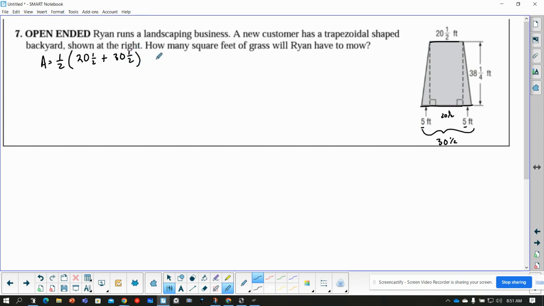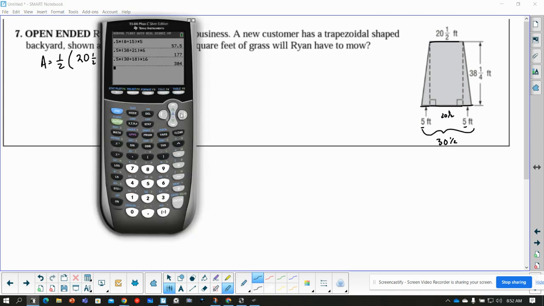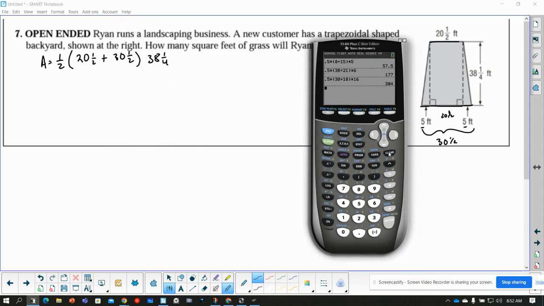Right? Okay, so now area equals 1/2 base 1, 20.5, plus base 2, 30.5, times the height, 38 and 1/4. All right, so now when you go to grab your calculator, let's see here, where's my calculator at? There we go. Clear this out.